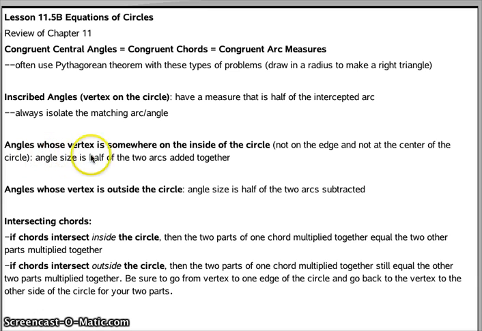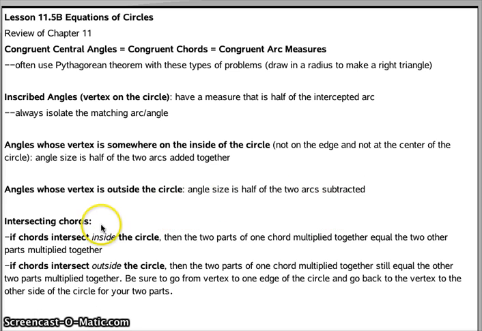If we have angles whose vertex is somewhere on the inside of the circle, that means it's not on the edge and it's not at the center. The way we calculate those angles is we add up the arcs together and then take half of it. So it's kind of like taking the average of the two arcs. If the angle has its vertex outside the circle, then we take the two arcs and we subtract them and then take half. So it's very similar to when they're on the inside, it's just that we have to subtract them this time.